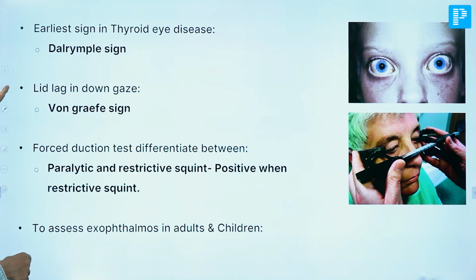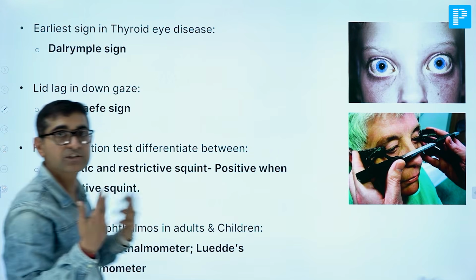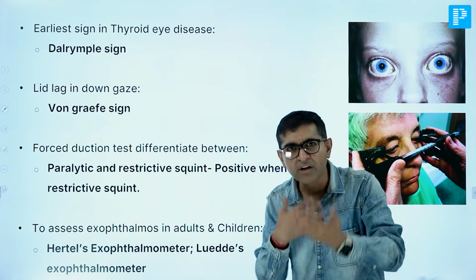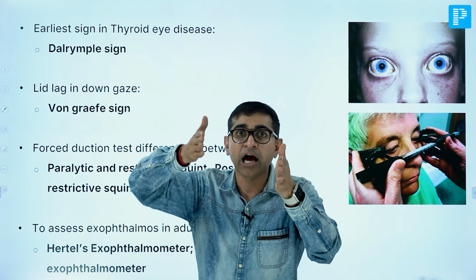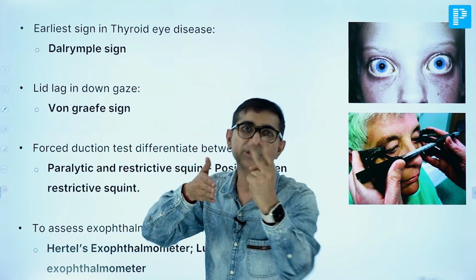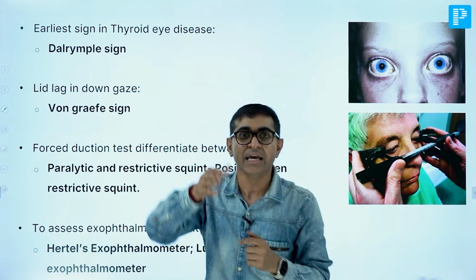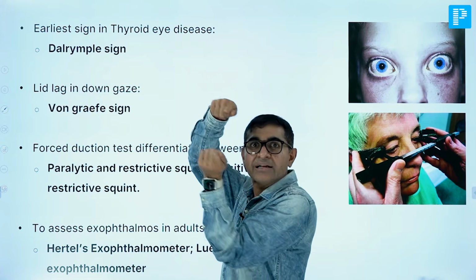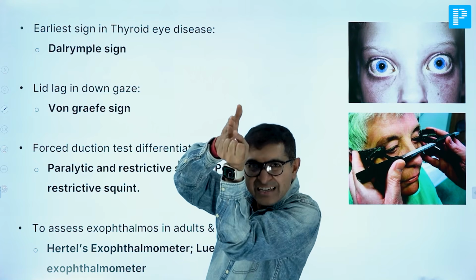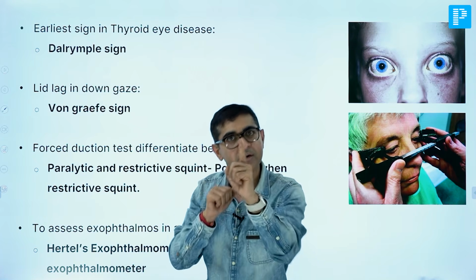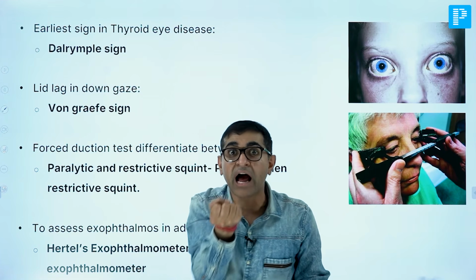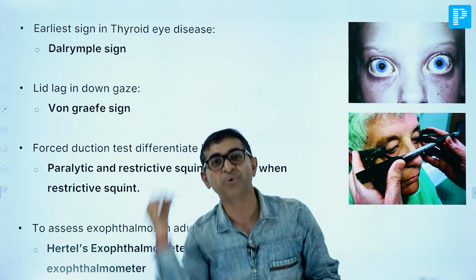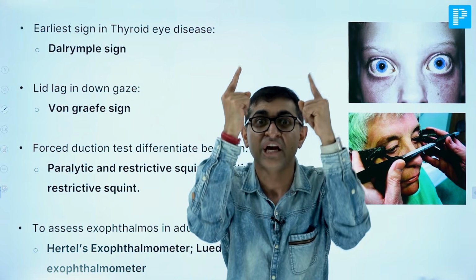Now, what is the force duction test? First, let me write and then I'll explain it to you. Suppose the patient has come to you with right hypotropia. Now, there can be two reasons for right hypotropia. One is that there is superior rectus paralysis, due to which the inferior rectus has taken the eyeball below. Second is that the inferior rectus is holding the eyeball and not allowing the eyeball to go where? To go upwards. So you are confused.